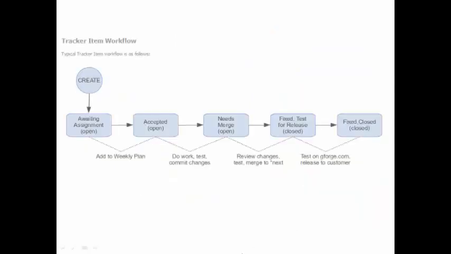First, I would like to show you how we use workflow here at Gforge by using the tracker status. When we create a tracker item, it automatically goes to an awaiting assignment status by default. Then, through weekly planning, it is assigned to someone, and they can accept that tracker item and change the status to accepted. Then, they do work on it, test, and commit changes, and then they can change the status to needs merge.